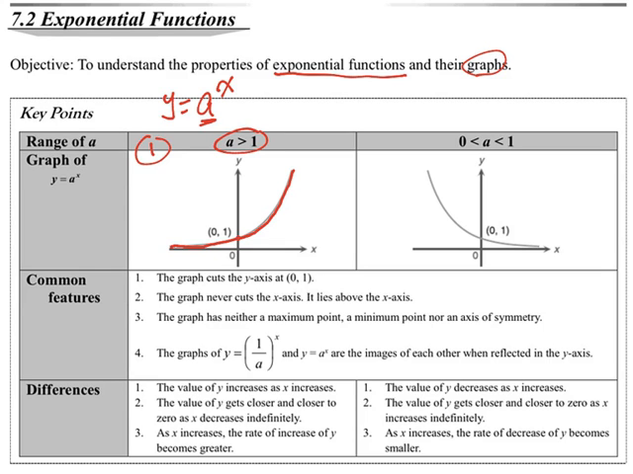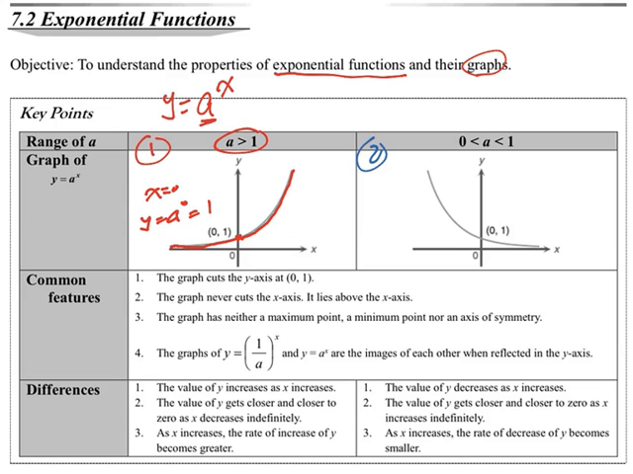Why 0, 1? Actually, when x equal to 0, you can see a to the power 0 is equal to 1, so it's here. It is the first case.